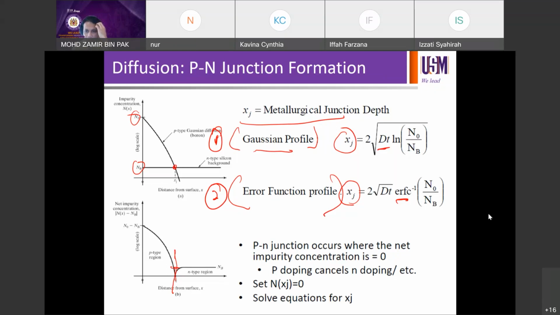Okay, hold on. Let me see. Drive-in more than pre-dep. No, now you're running pre-dep only. I mentioned pre-dep, right? You're running a pre-dep process. I didn't say anything about drive-in. Why 2? Because pre-dep takes error function. Pre-dep uses the error function profile.